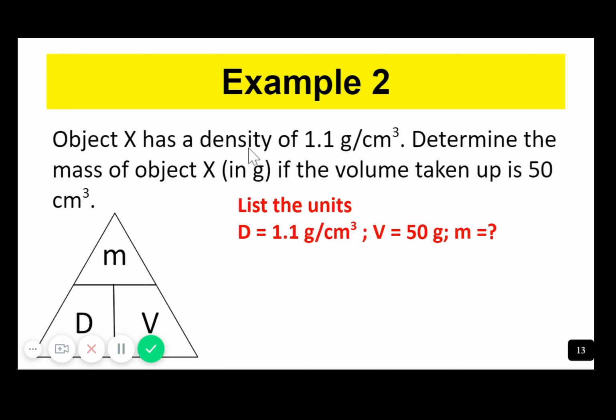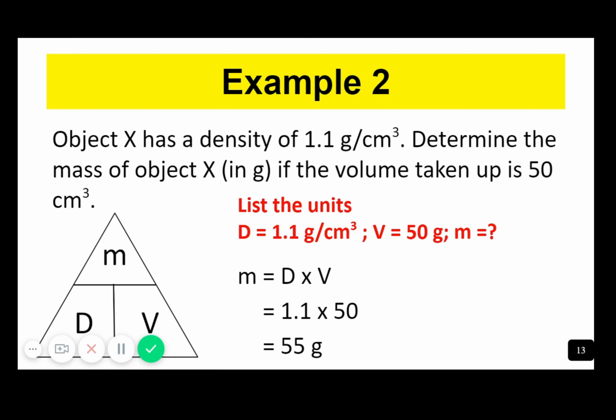As I've said before, the triangle is very useful because now we are trying to calculate mass. So use your hand and cover mass. What do you see? You see D and V. In other words, D times V. So you write down mass equals D times V. 1.1 times 50 is 55 grams. Remember, the question has already given you the unit, so you must take care of placing the right unit to the right value.